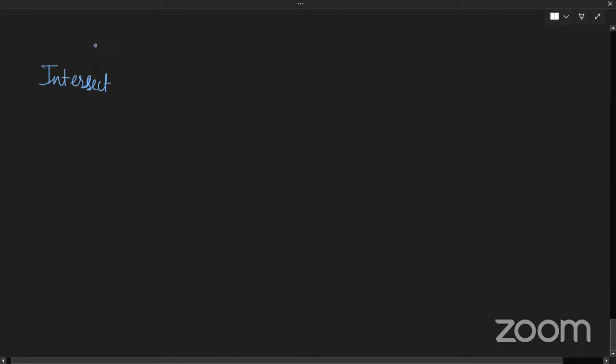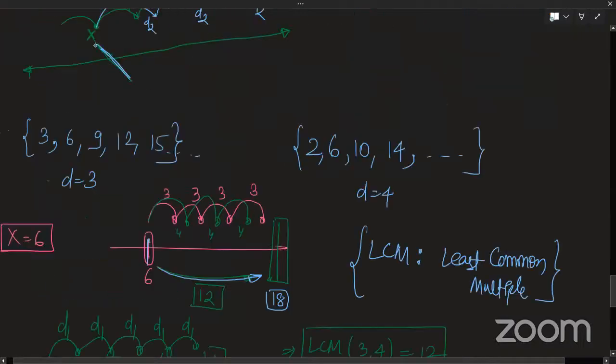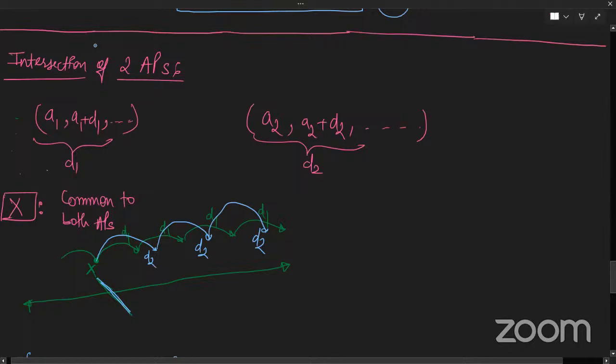Everyone knows what is meant by intersection? Meeting at a common point. So intersection of APs means terms that are common to both the APs, terms that belong to both the APs. Terms that come here also, terms that come here also.